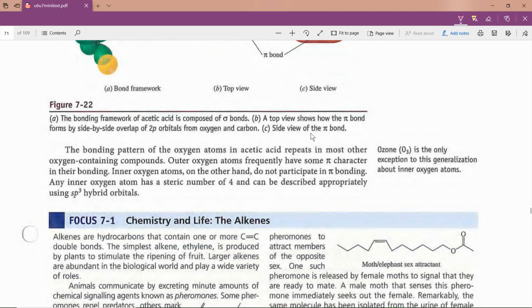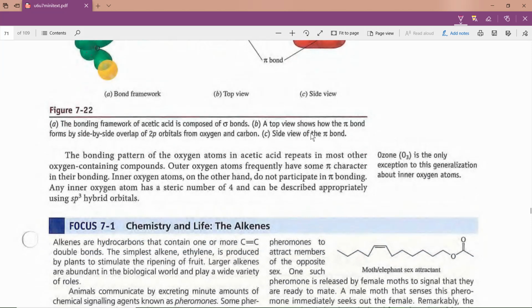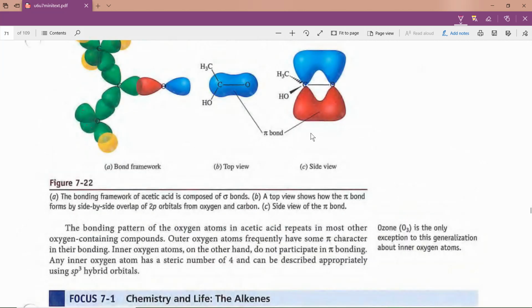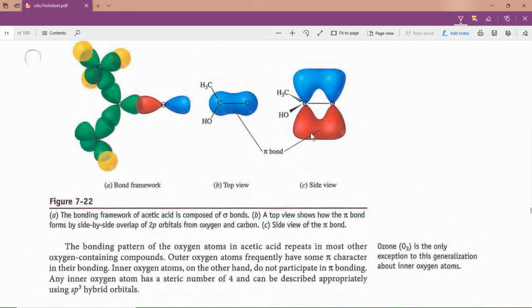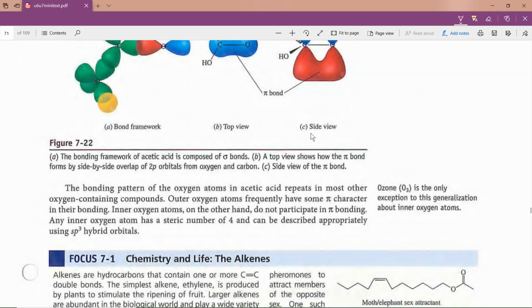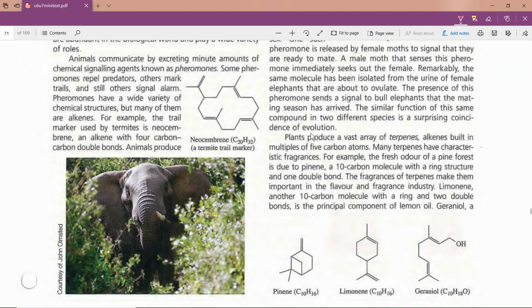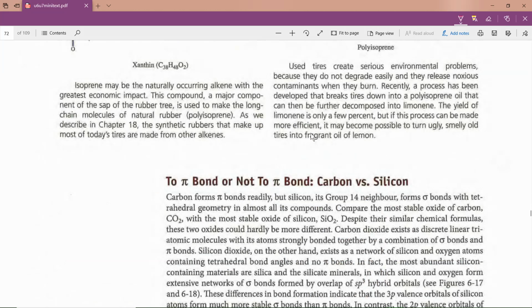Inner oxygen atoms do not participate in pi bonding, except if it's ozone, apparently. Any inner oxygen atom with a steric number of 4 could be described using sp3. So neither oxygen is hybridized. The pi bond is formed from the 2p orbital on oxygen with the 2p orbital on carbon. You can read the thing about elephants on your own. And so that was the example for acetic acid.